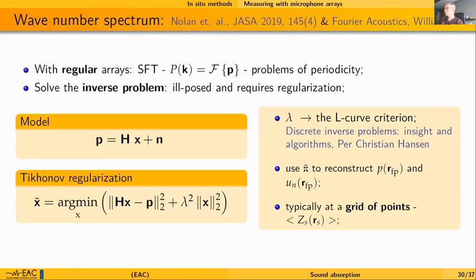Once we have computed this X that contains the information of the wave number spectrum, we can use it to reconstruct the pressure and particle velocity at the surface of the sample or any field point around the sample. Typically, what we do is reconstruct at a small grid on the surface of the sample and take an average over this small grid. So the array is much larger than this grid itself.